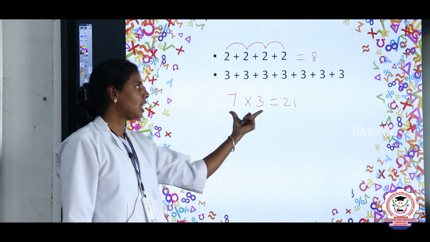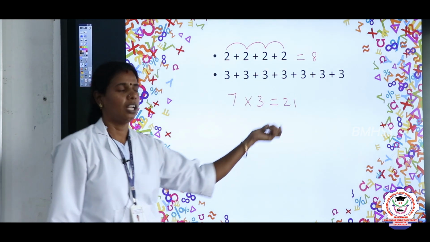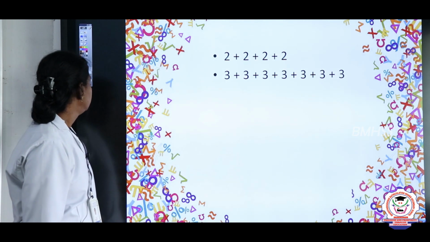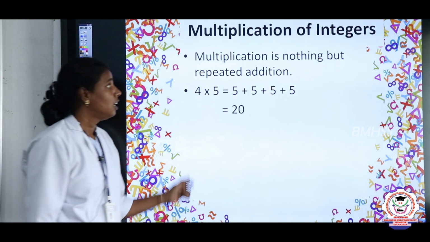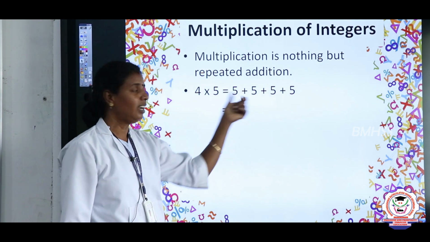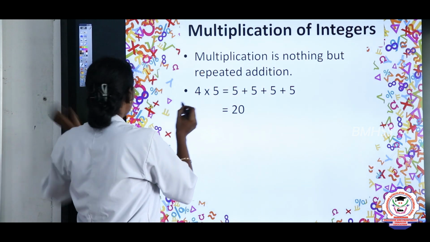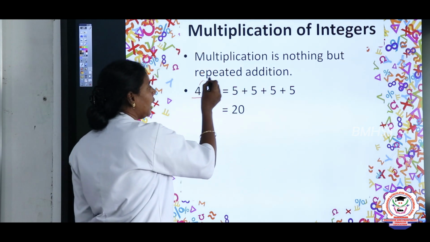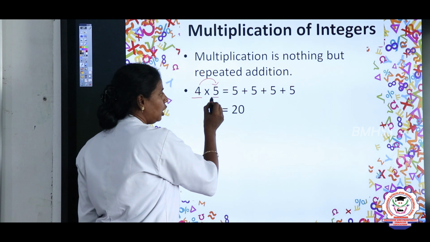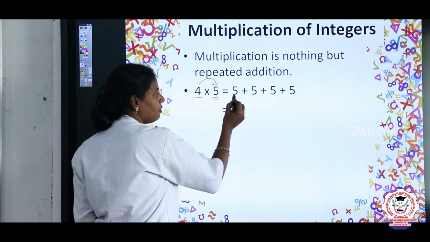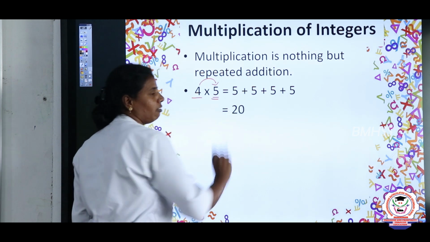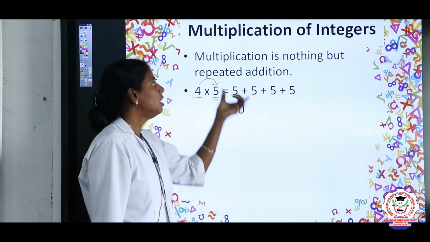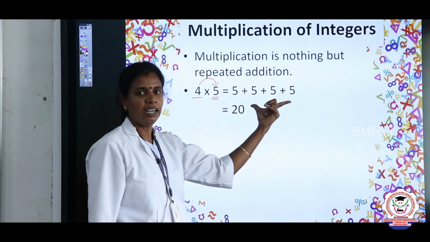See, multiplication is nothing but repeated addition. Here, for example, 4 into 5. 4 is the number of times, so 4 into 5 means 5 needs to be repeated 4 times: 5 plus 5 plus 5 plus 5. So 4 5's are 20. If you add 5 four times also you will get 20. So multiplication is nothing but repeated addition.